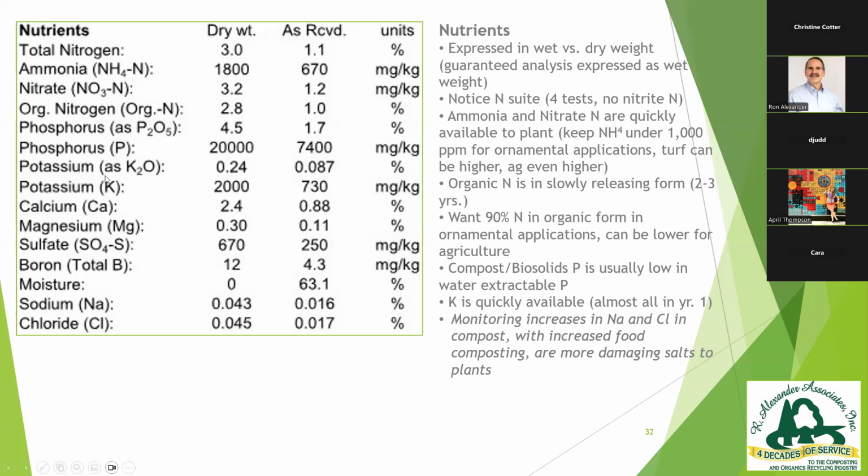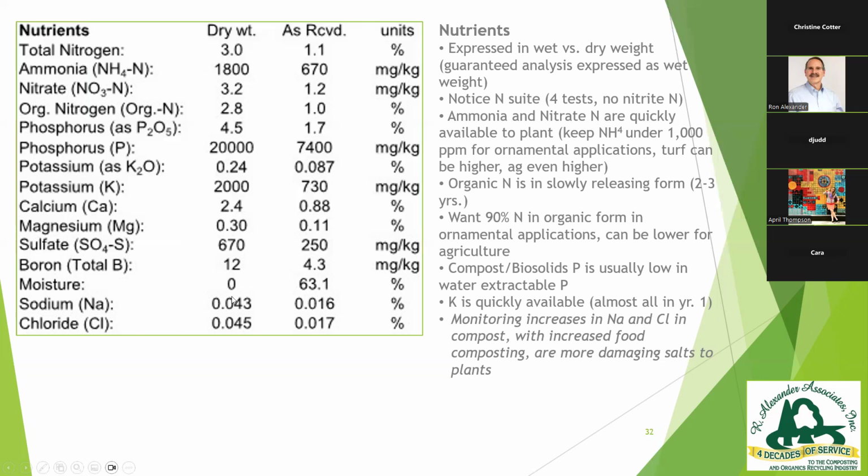And then you have potash or P2O5 and calcium. What else do I want to mention? Oh, the potassium. Most of that is available the first year. It's a very good overwintering fertilizer when you apply these materials in the fall. I think good things happen to turf.